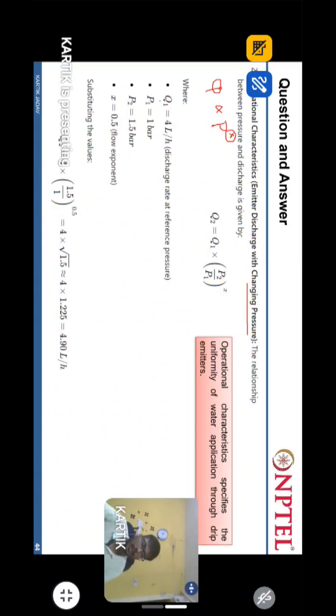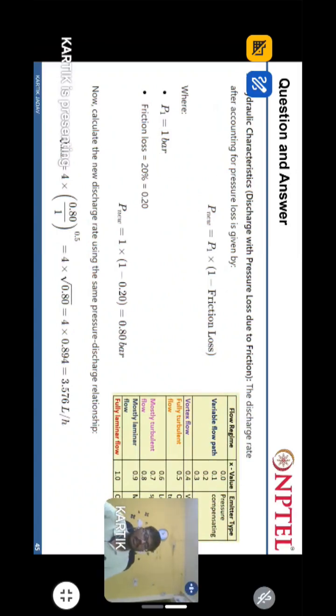So here Q1 is given as 4 liter per hour. Pressure P1 is 1 bar, and P2 is given as 1.5 bar. The exponent is also given as 0.5, and we need to identify Q2. So simply we will put all these given quantities in this equation and we'll obtain Q2 as 4.9 liter per hour.